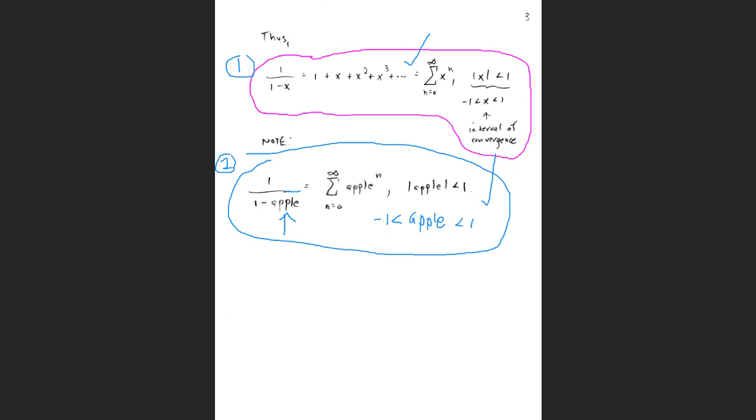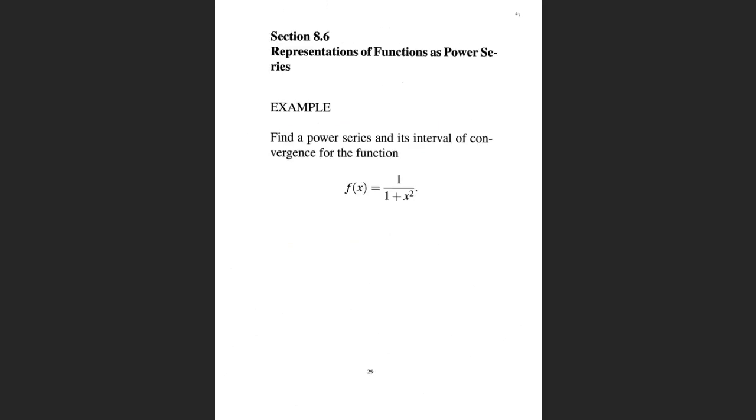Okay. Well, let's go to an example then. Let's get to an example here. Okay. So here, well, let me let you copy the example down.